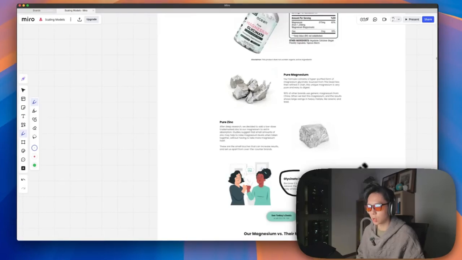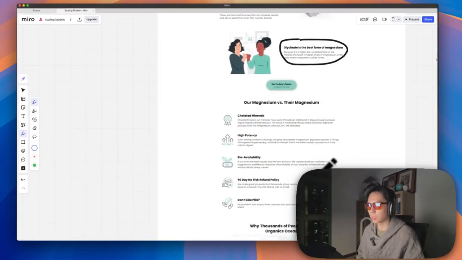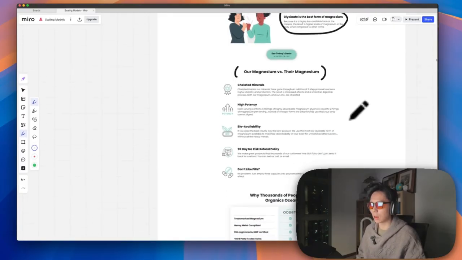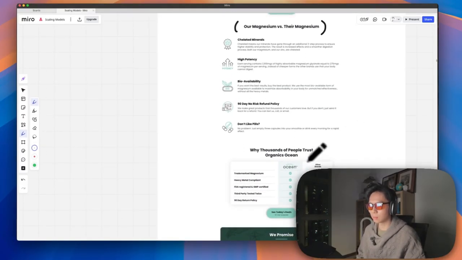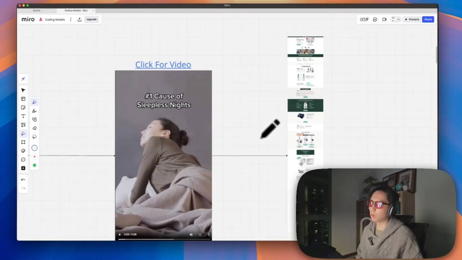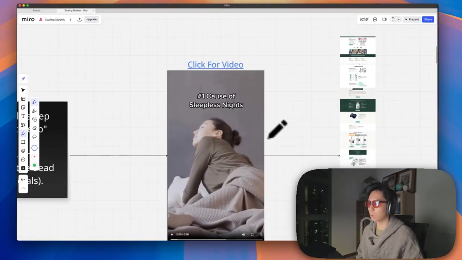So he mentions why glycinate is the best form of magnesium, and us versus them. So you can see over here why not every magnesium is made the same. So this is other brands, they have heavy metals, different issues like that, but with their brand they have pretty much all the good stuff only. So this is an example of a solution-aware advertisement that will work really well.